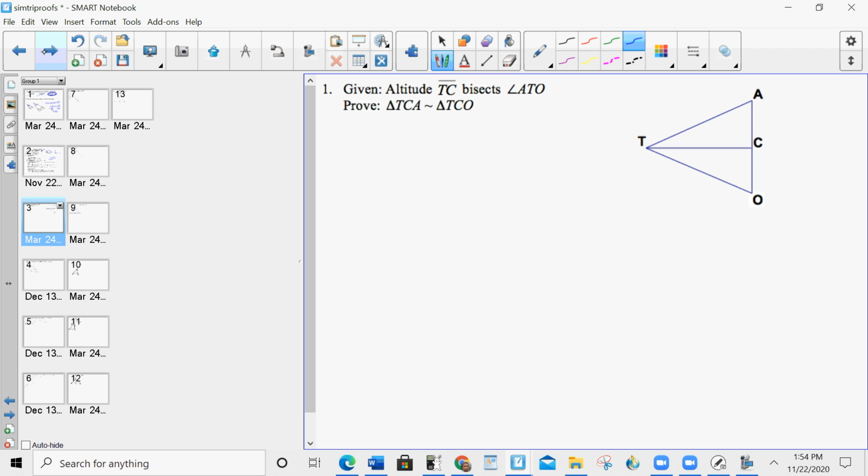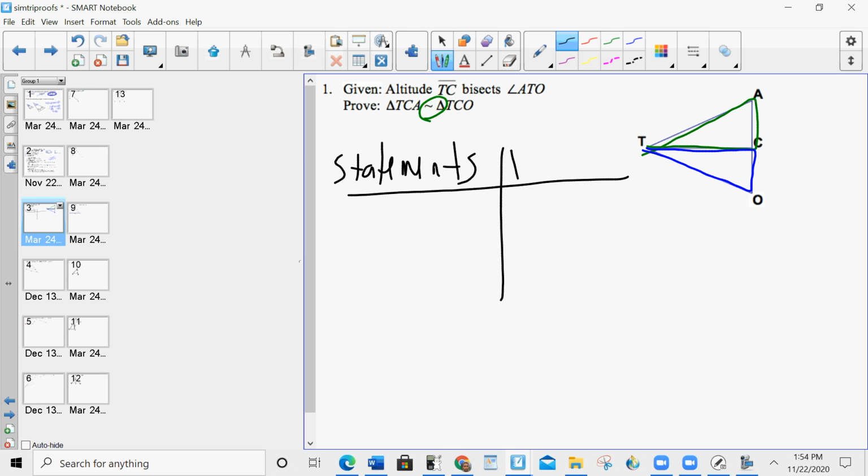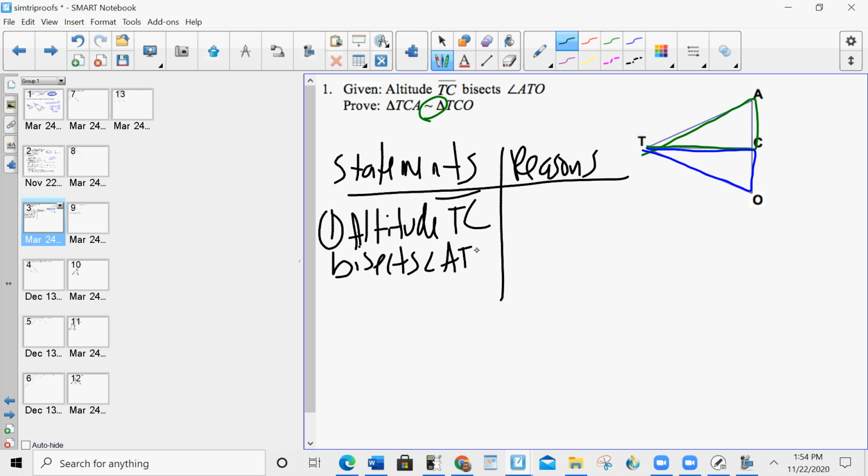So let's jump right into it. I need to prove two pairs of things congruent, two pairs of angles congruent. They want me to prove that triangle TCA is similar, notice the similar symbol, to triangle TCO. So in order to prove similar, I need to prove two pairs of angles congruent. So this given kind of has two things in one. Altitude TC bisects angle ATO, given. So there's altitude.